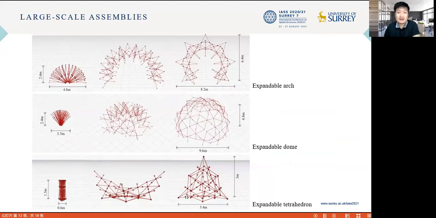What we studied in the past slides is the basic 4-unit assembly. By connecting a number of units together following the mirrored assembly method, different forms of large-scale deployable forms can be achieved. 3 examples are shown here: the expandable arch, expandable dome, and the expandable tetrahedron. They're all stress-free mechanisms and have a good compactness ratio.